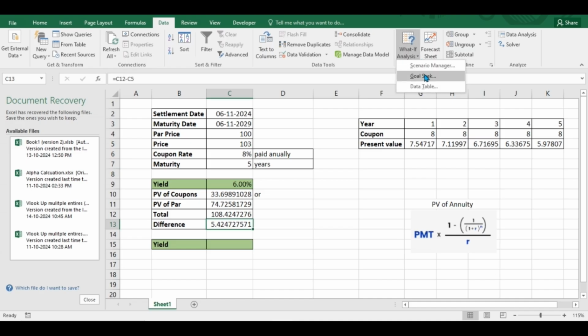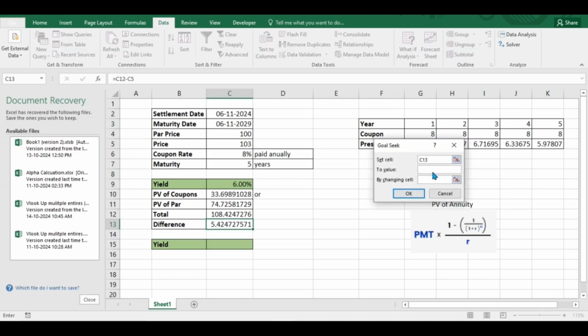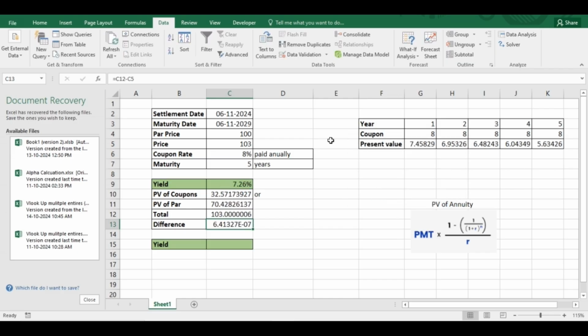We will use the goal seek for the YTM calculation. Our goal is to get the difference of price and cash flows as 0, by changing YTM. Now, we have got the YTM as 7.26%. So now we have learnt the crux of the YTM.